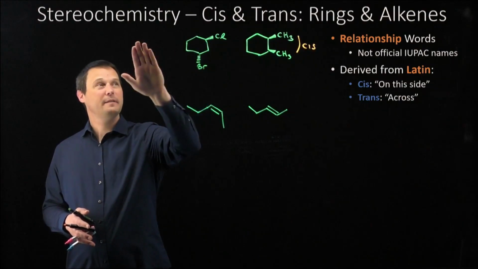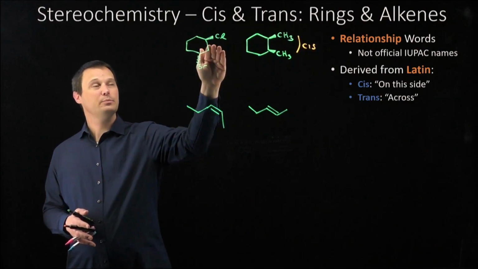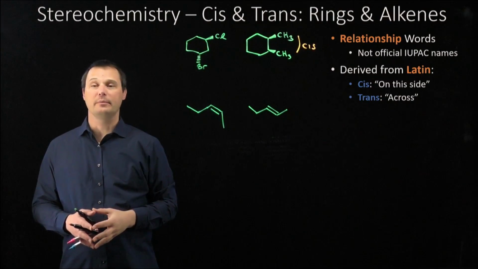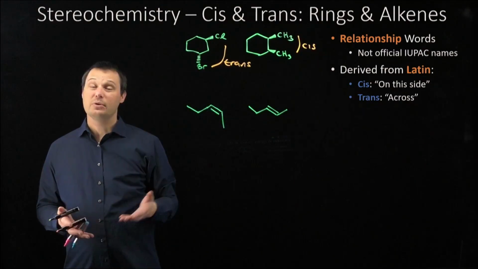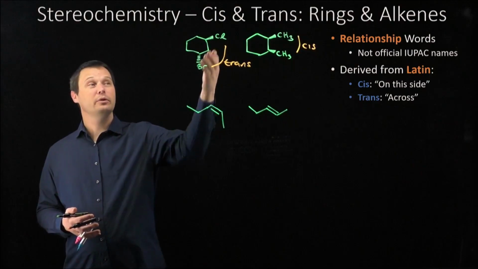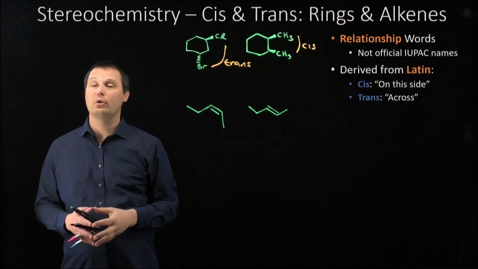Here's a cyclohexane ring with two halogens. With respect to the face of the cyclohexane ring, one is pointed towards you, one is pointed away from you. Opposite faces of the ring. Therefore, this relationship is trans. So informally, we could say this molecule is trans-1-bromo-3-chlorocyclohexane.